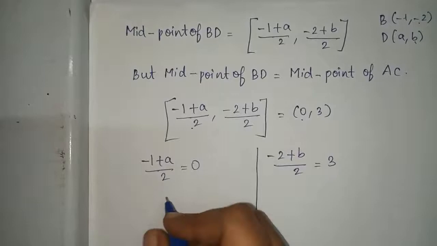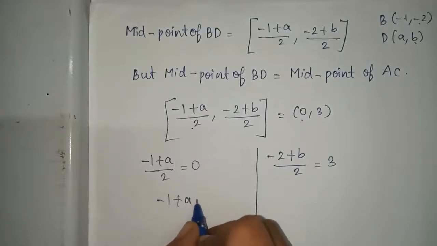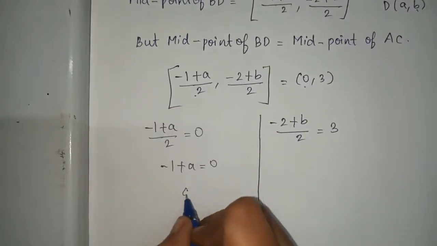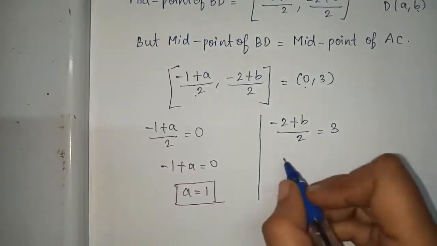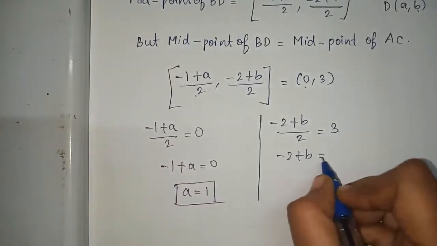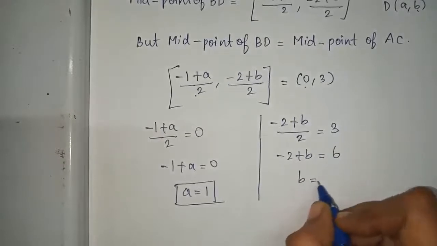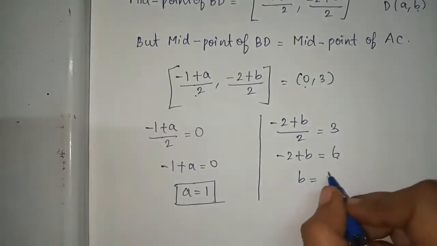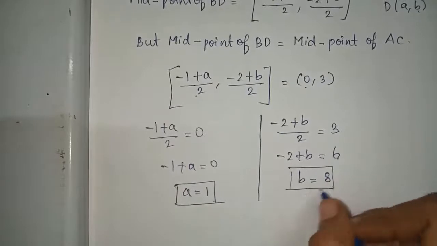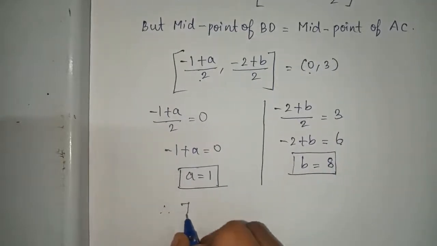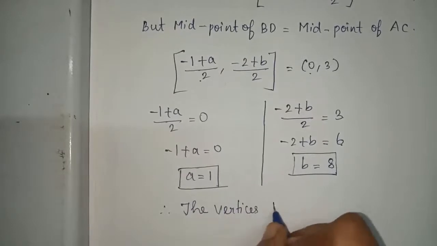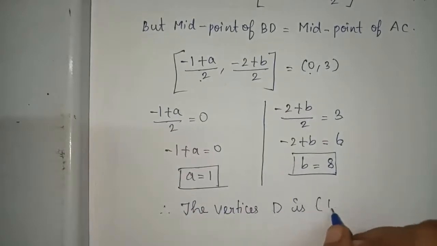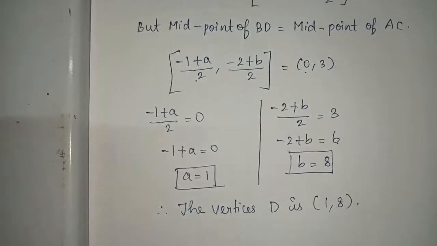Cross multiplication. So -1 plus a is equal to 0, the value of a is equal to 1. Similarly, do the cross multiplication: -2 plus b is equal to 6, b is equal to 6 plus 2, which is 8. Therefore, the vertex D is (1, 8).